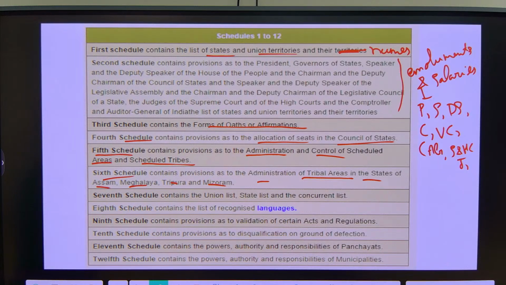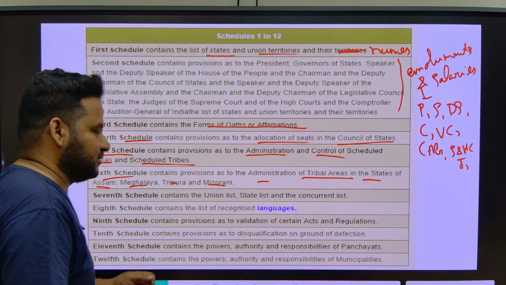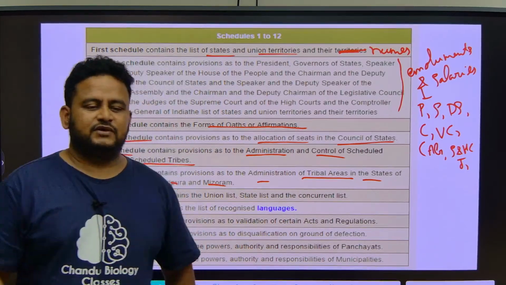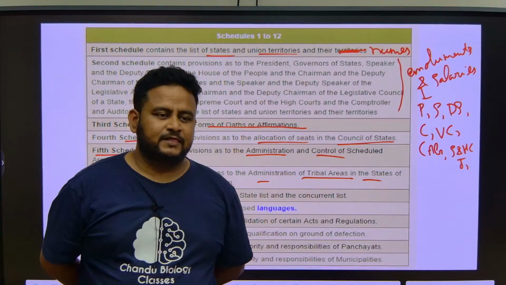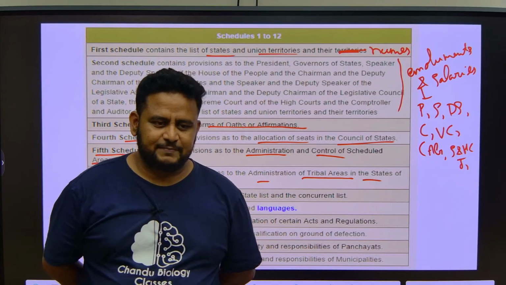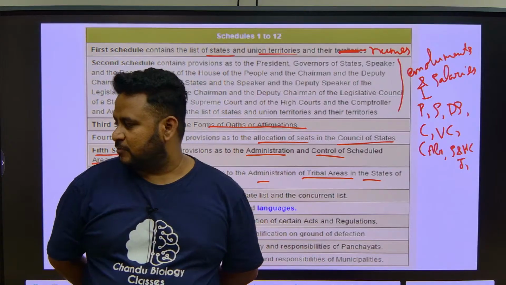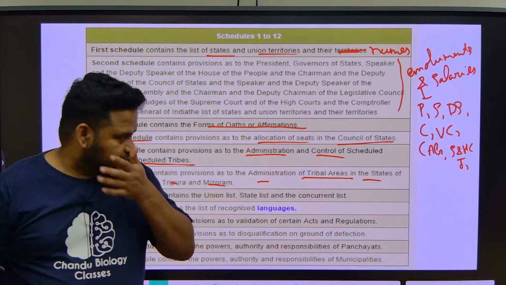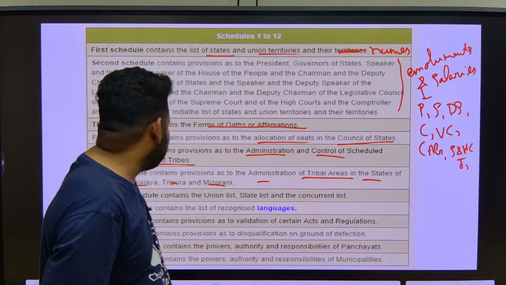Okay, it is not Manipur, it is Mizoram. Assam, Meghalaya, Tripura, Mizoram. Remember like this, AM, TM: Assam, Meghalaya, Tripura, Mizoram. Because they can ask a question, which are those states? Which of the following are the states included in sixth schedule? If they ask about the sixth schedule, it is Assam, Meghalaya, Tripura, Mizoram. Got it?